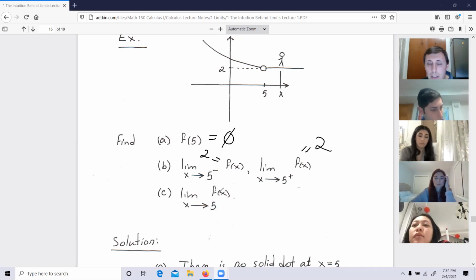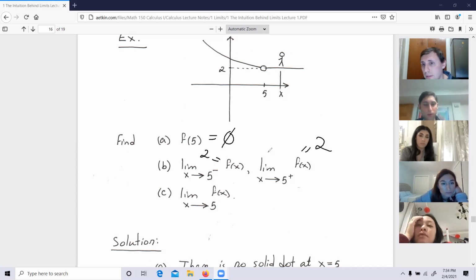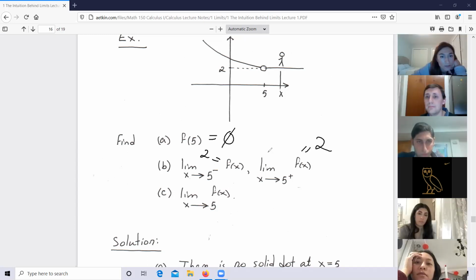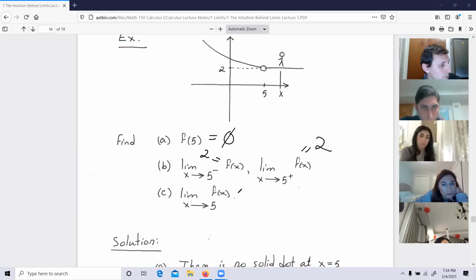And then what is the bottom? X going to 5. Does the limit exist or not? It exists because the two limits are equal. Yes, it exists because the 2 limits are equal, and the answer is 2. Yeah? Everybody sees it. Yes, guys?